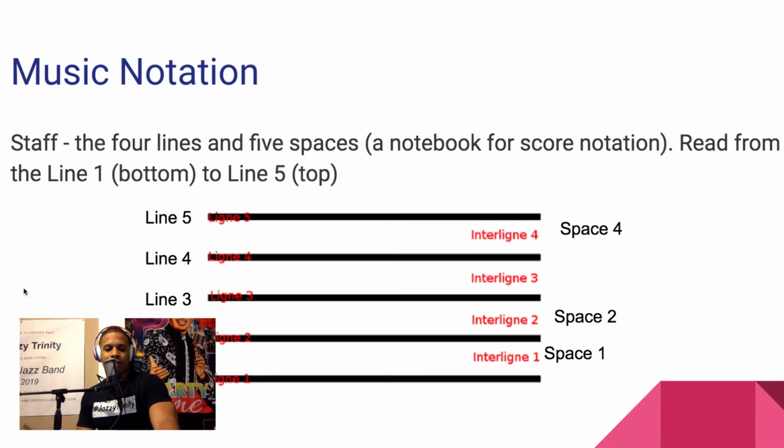So you read from bottom up. We have line 1, 2, 3, 4, and 5. All right, and then space 1, 2, 3, and 4 here. So when we look at this right here, this is where, when you see different notes that people have to sing, or if you play an instrument, this is how we notate our music, okay?